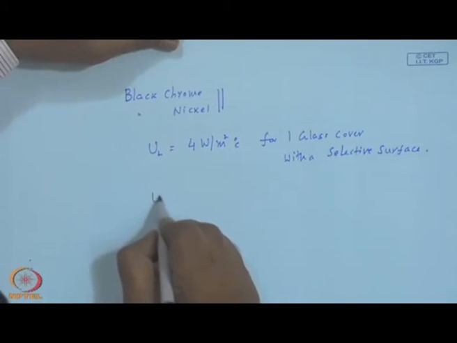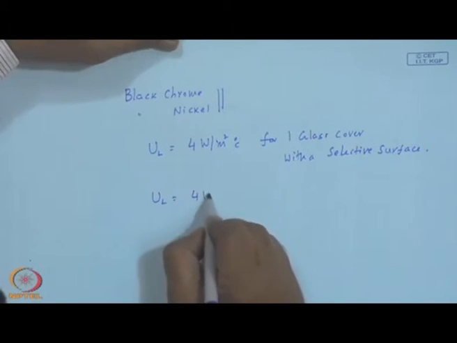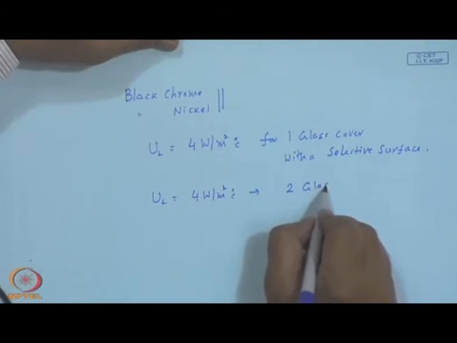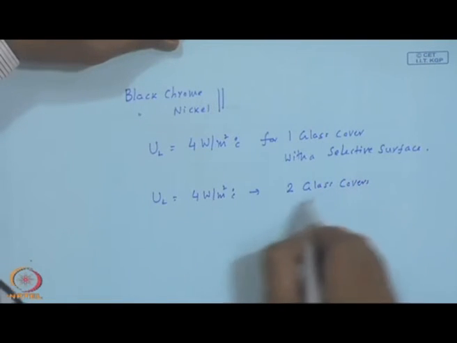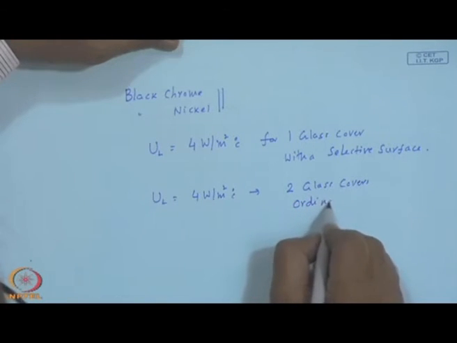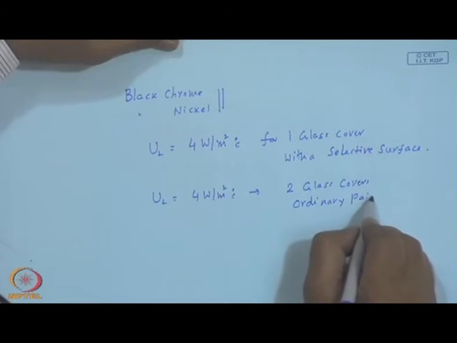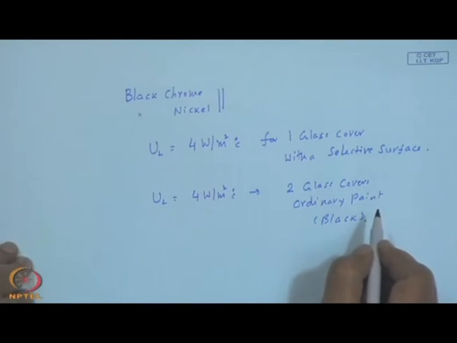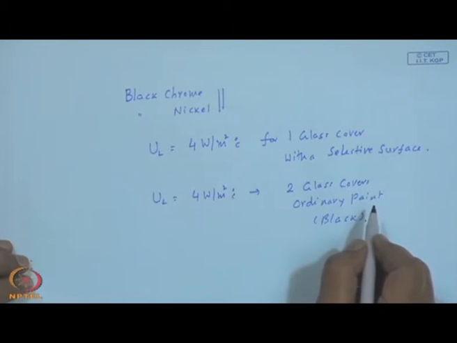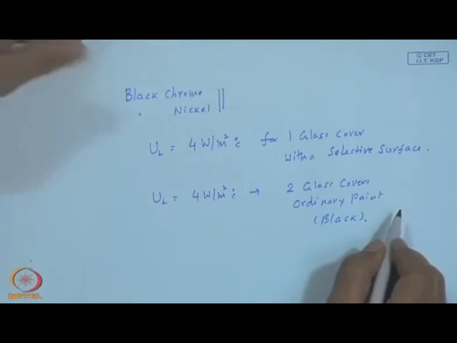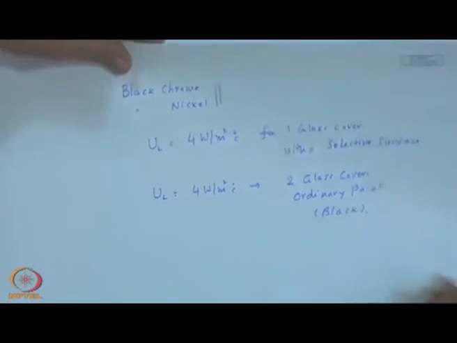You might compare, UL also will be approximately 4 watts per meter square for 2 glass covers and ordinary, rather black paint. So, there is a dilemma whether you go for the black chrome, black nickel selective surface or the 2 glass covers, because the loss coefficients appear to be similar.